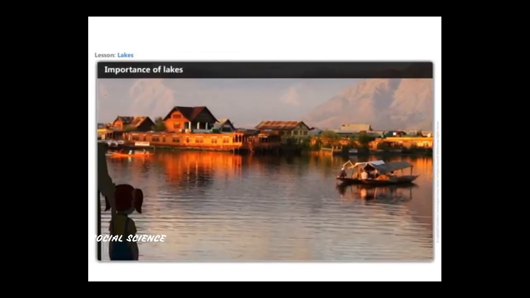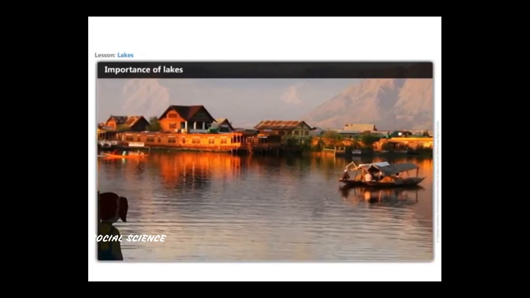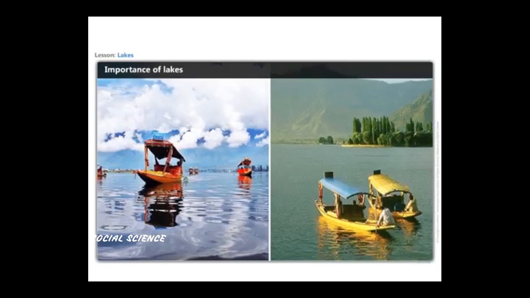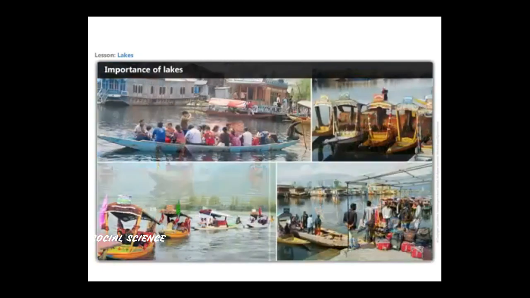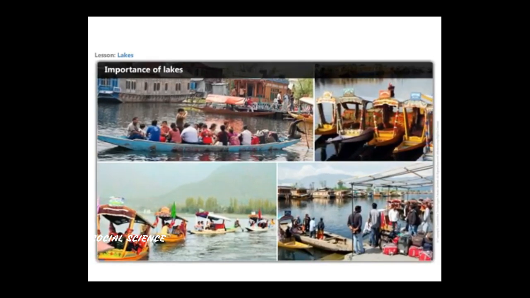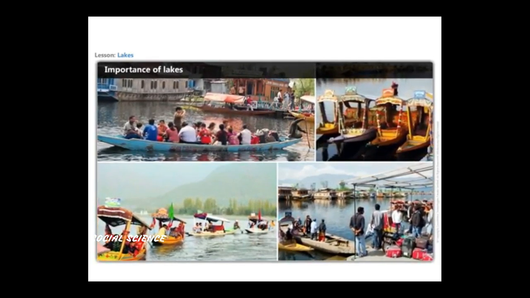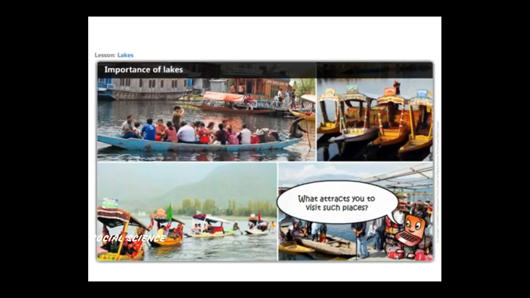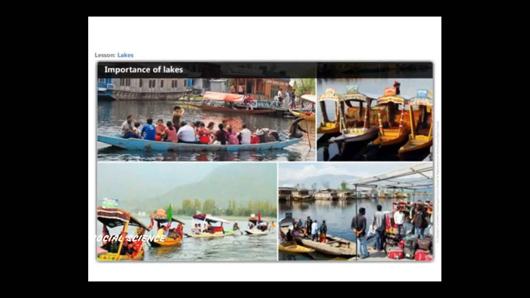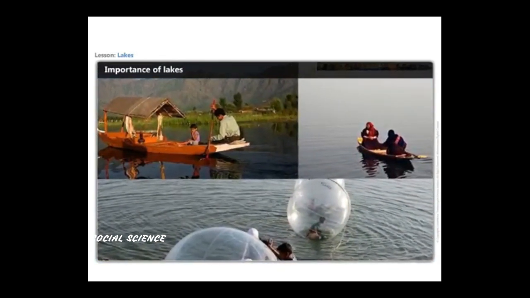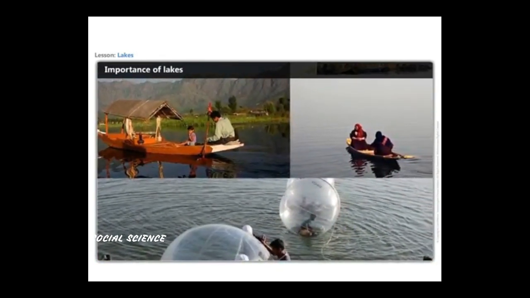Jill is happy to visit the famous Dal Lake in Kashmir Valley. She is amazed to see the houseboats and shikaras. This place attracts thousands of tourists every year. You may also have visited some of the tourist spots near a lake. What attracts you to visit such places? Various entertainment facilities such as boating, swimming, and other water games attract people to these places.